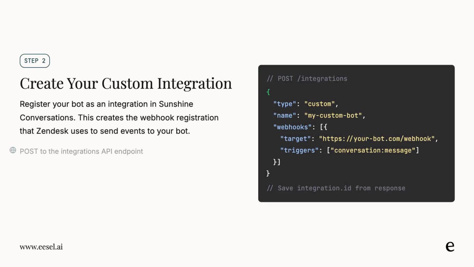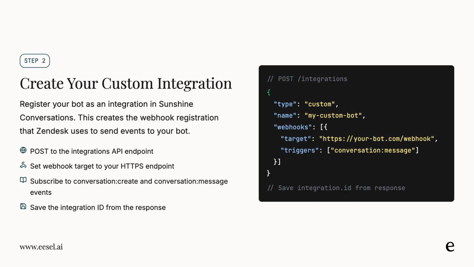Next, register your bot by posting to the Sunshine Conversations Integrations endpoint. Set the type to custom, give it a name, and point the webhook target at your HTTPS endpoint. Save the integration ID from the response. You'll need it in the next step.